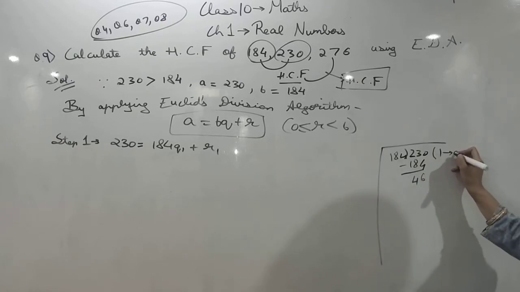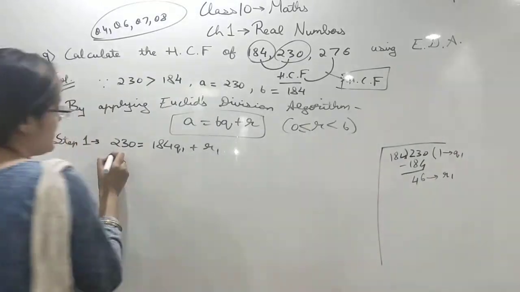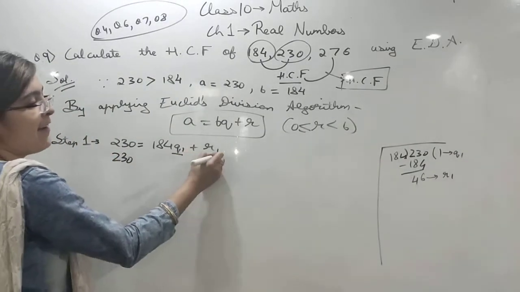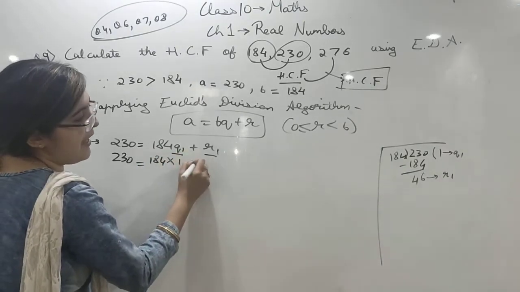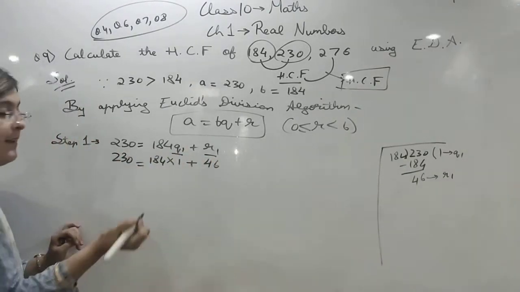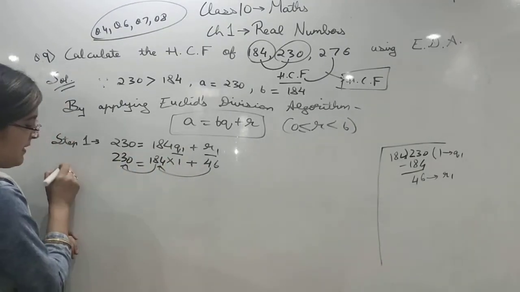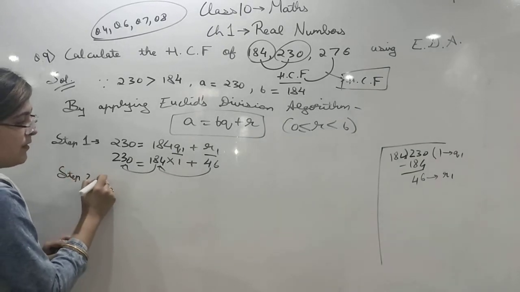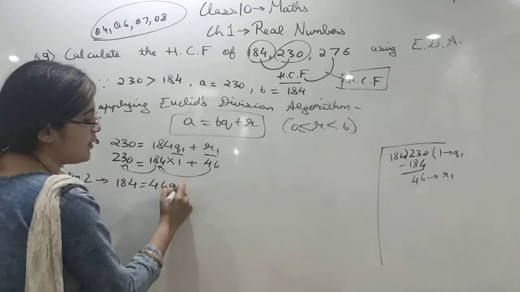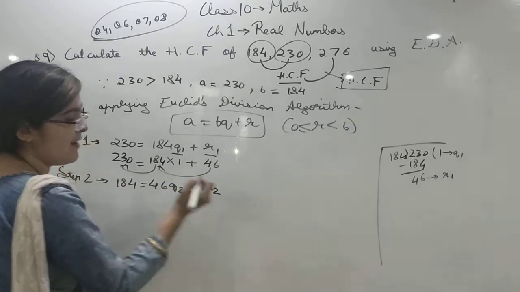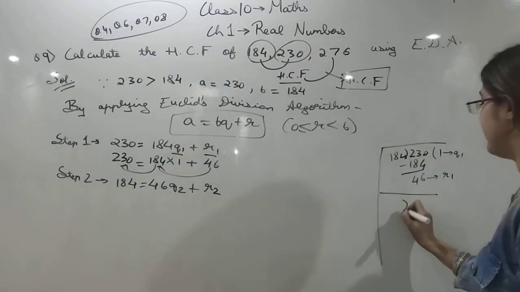So this comes your Q1, this comes your R1. Let's put the value of Q1 and R1. Your Q1 was 1 and your R1 was 46. Now 184 will come here, 46 will come here. In step 2, what we will write? 184 is equal to 46 Q2 plus R2. Is it clear?